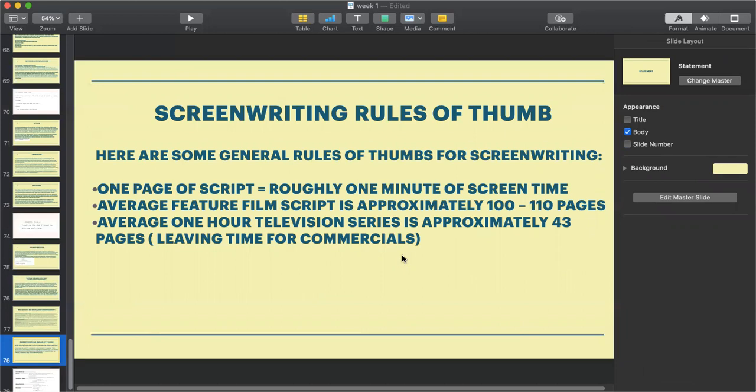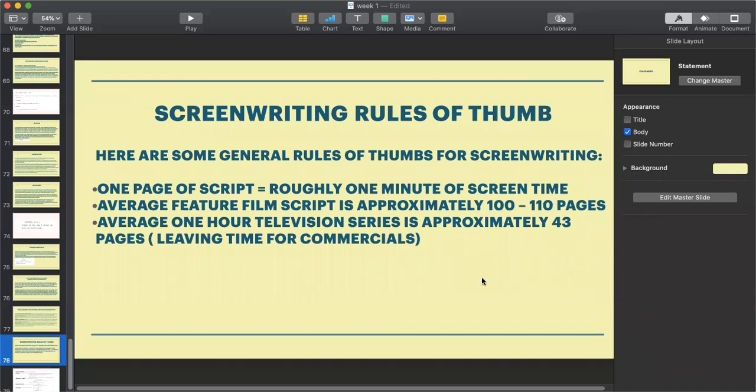Okay. So when we generally write a script, on one A4 sheet of paper, one page of script is roughly 1 minute of screen time. So if a film is 100 minutes, the script is actually 100 to 110 minutes. I mean 100 to 110 pages.